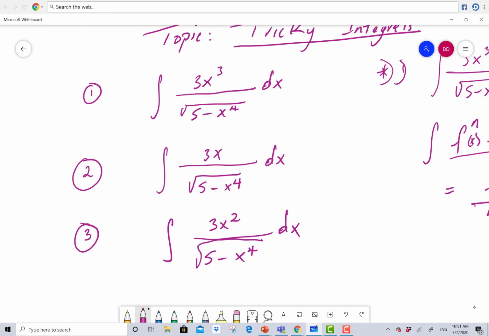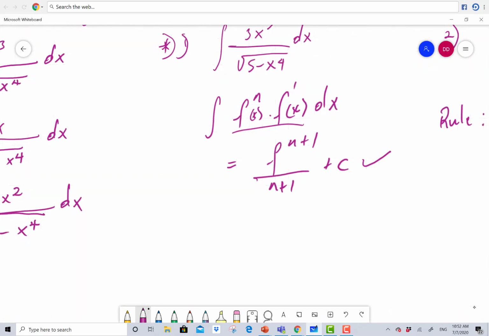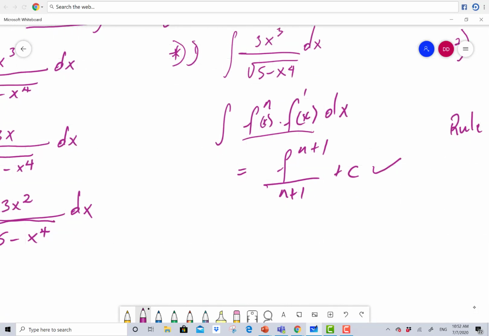The first problem is very easy once you recognize it is of this format: f of x to the n times f prime, where f prime is the derivative of f of x. Here we can do it using this result. If I didn't recognize this method, I could actually use substitution and try to figure out how to approach it and arrive at the final answer.